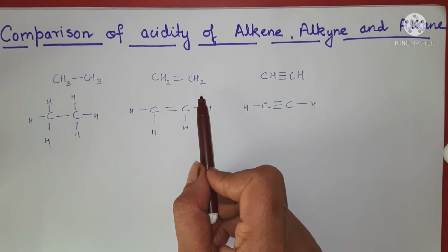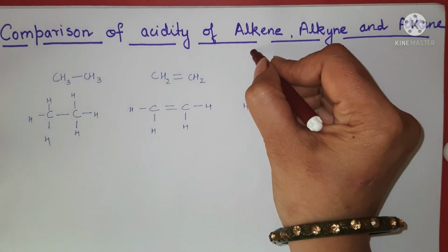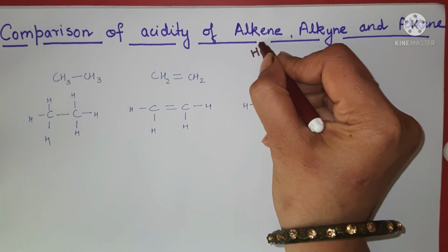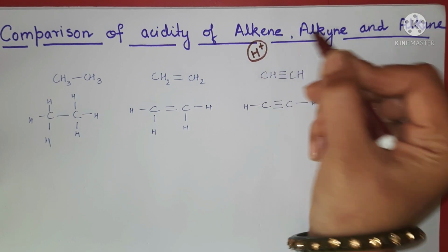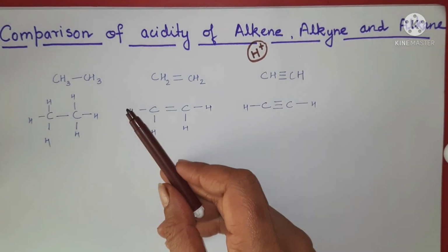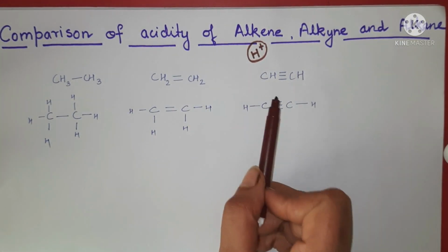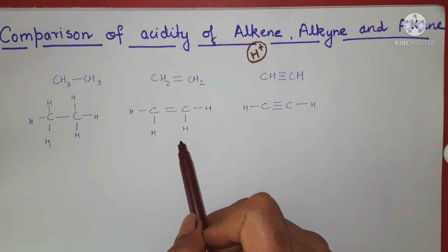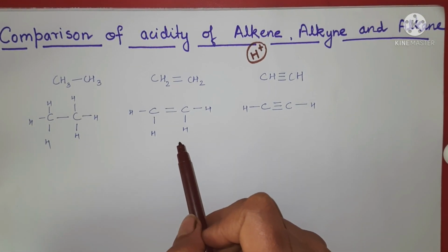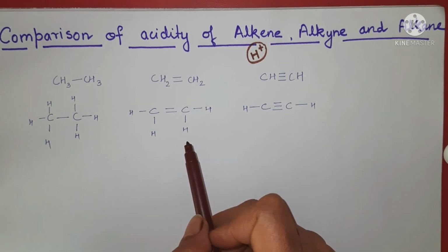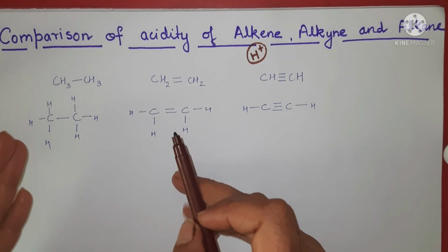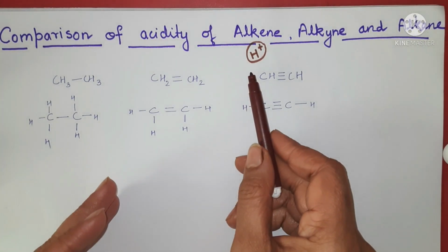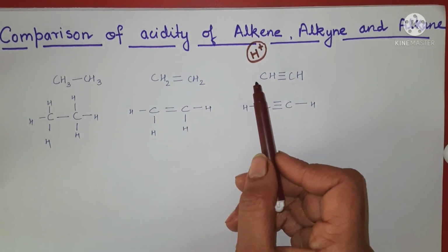which is in the form of H+. Alright, so we need to understand which of these compounds has a great tendency to release the proton. If you are able to find the compound which has the greatest tendency to lose this proton, that will be more acidic in nature.